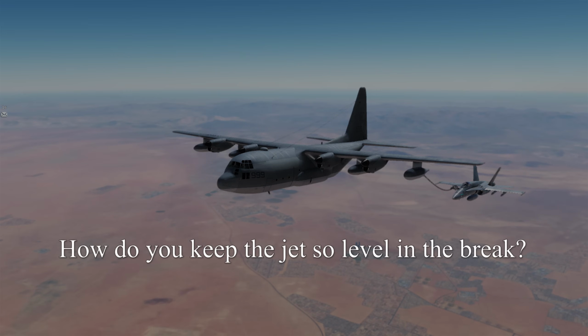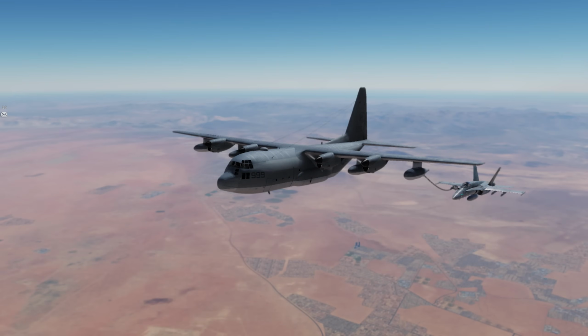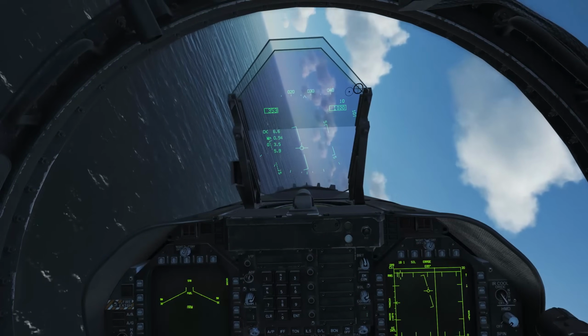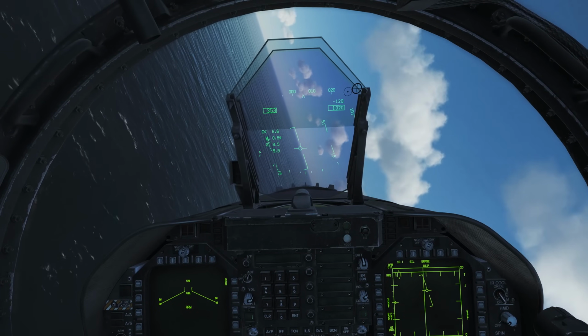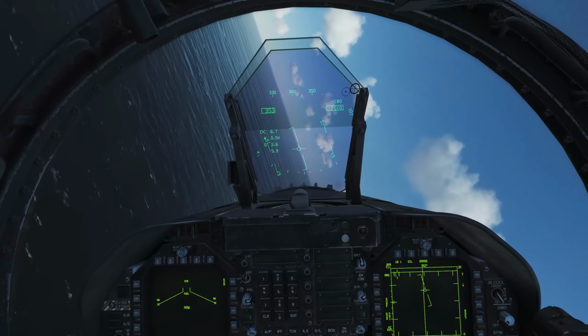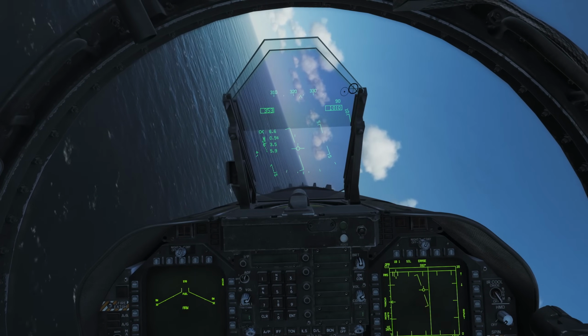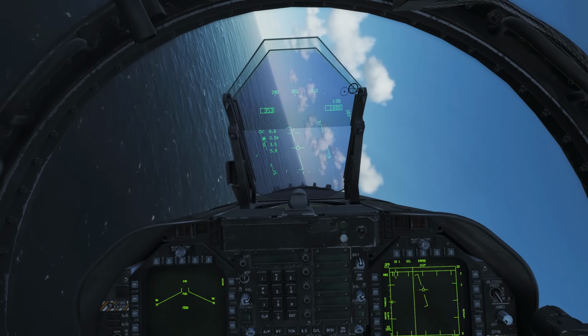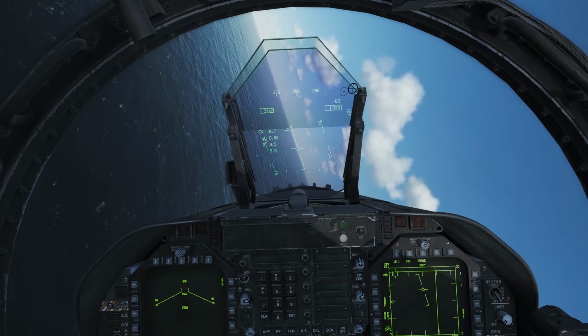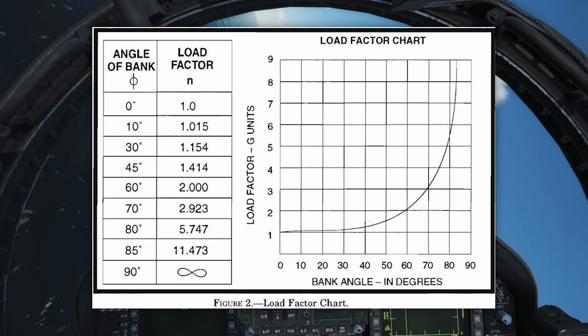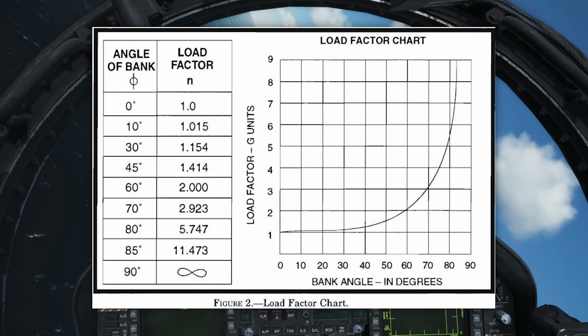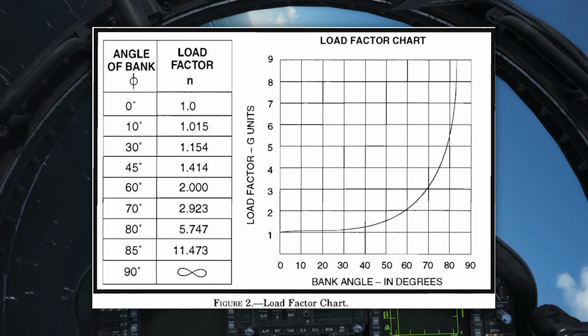How do you keep your jet so level in the break? Every bank angle for a turn requires a certain amount of G loading to maintain a level turn. It is always the same no matter what speed. Therefore, if you know how many G you need to pull, you can also figure out the bank angle based off of this chart. If we take our speed of 350 knots prior to the break and apply our 1% math, we get 3.5 G.